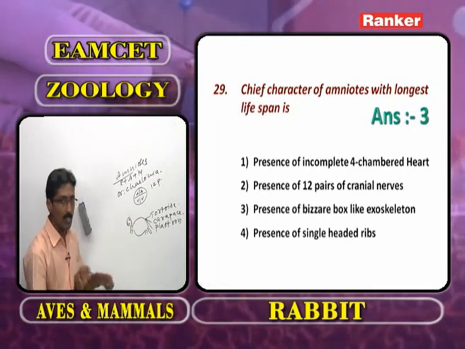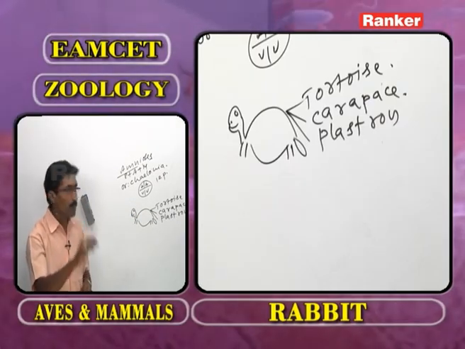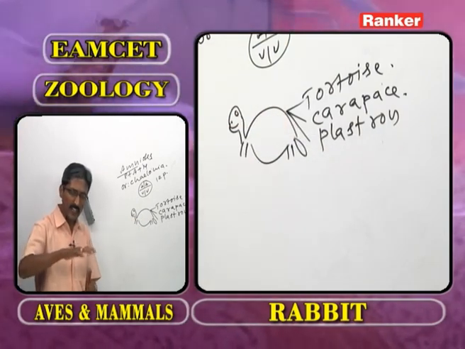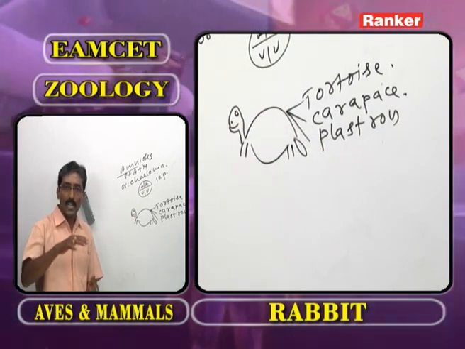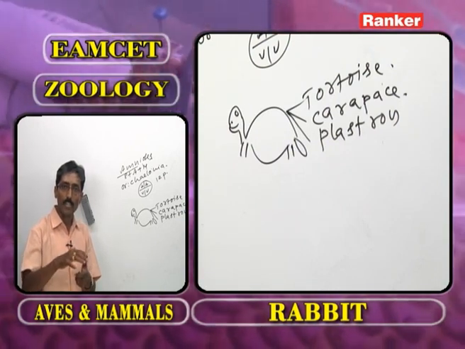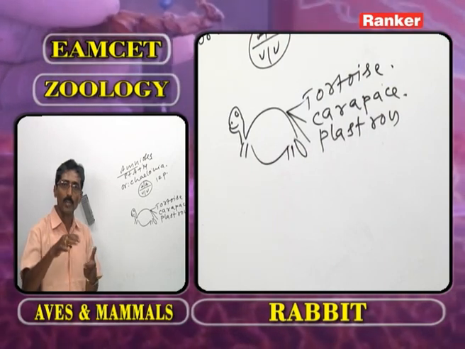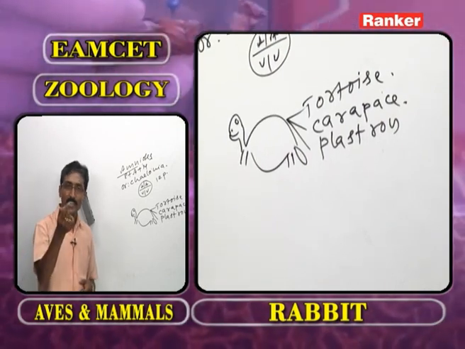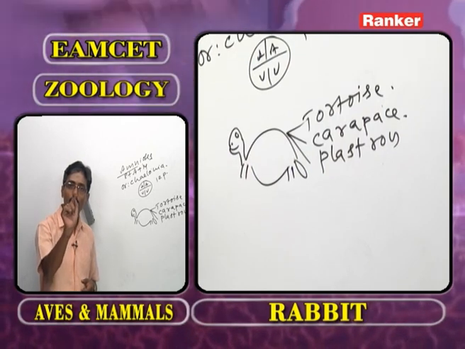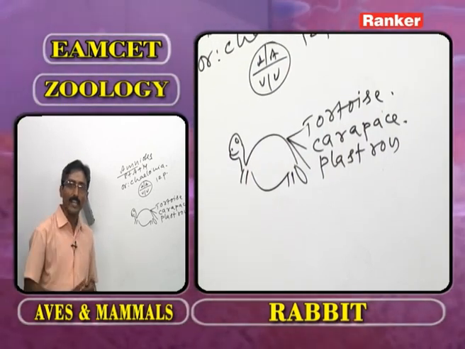Carapace and plastron in the form of a box. That box is called the tortoise box. It is very hard. The tortoise box is used in the preparation of so many valuable articles. Generally, the tortoise box minimum cost is 1 lakh rupees and maximum is 10 lakh rupees.